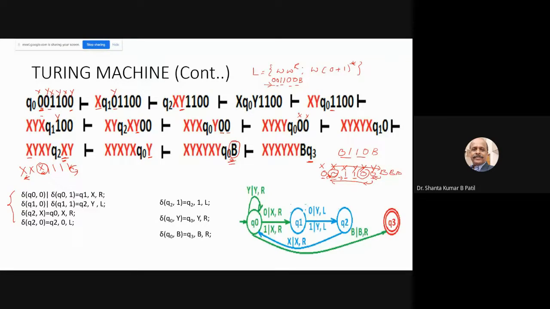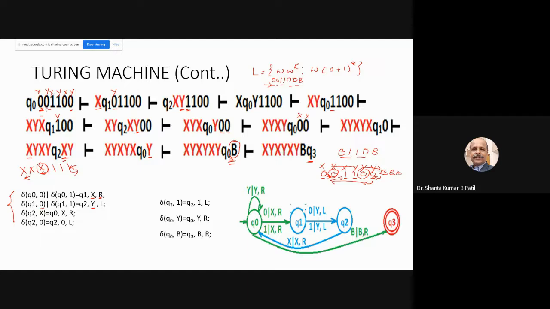Sometimes this 0 has been converted into X. Sometimes this 1 has been converted into X. That's what Q0 on 0 or Q0 on 1 does: it is converted into X, and it moves toward the right side. Sometimes 0 has been converted into Y. In this case, the 1 has been converted into Y. That's what Q1 on 0 or Q1 on 1 does. One time it has been converted on 0, one time on 1 it has been converted into the Y. That's what it is. And 0, 1.